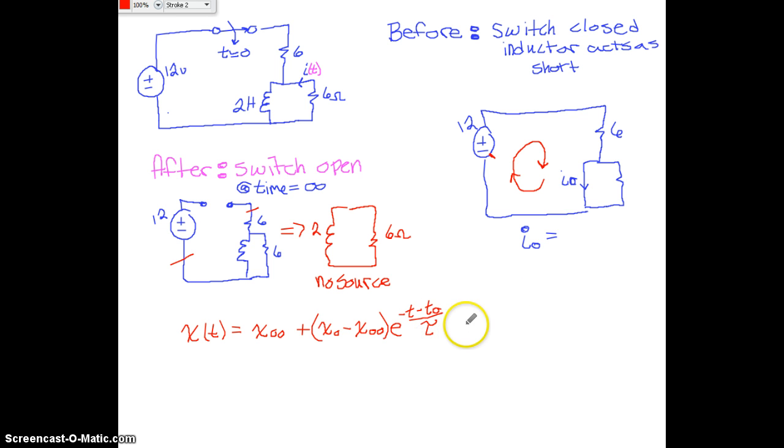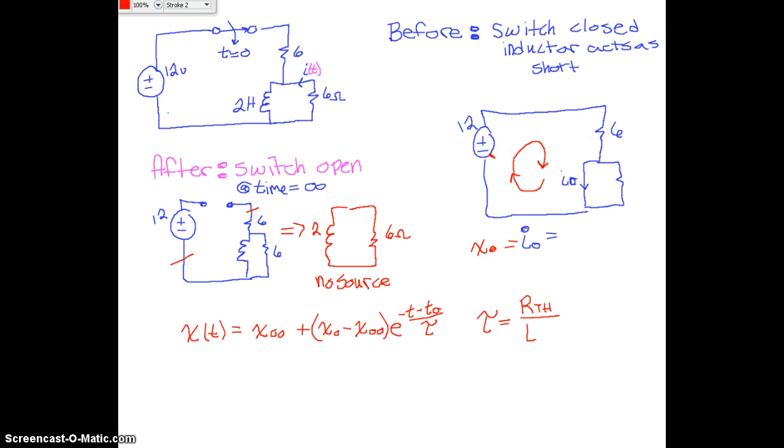Now, in order to solve for tau, we're going to use tau is equal to the R Thevenin at time infinity divided by the inductance L at time infinity. So we're going to look at the before first in order to solve for I initial, which in this case is the same thing as x initial.